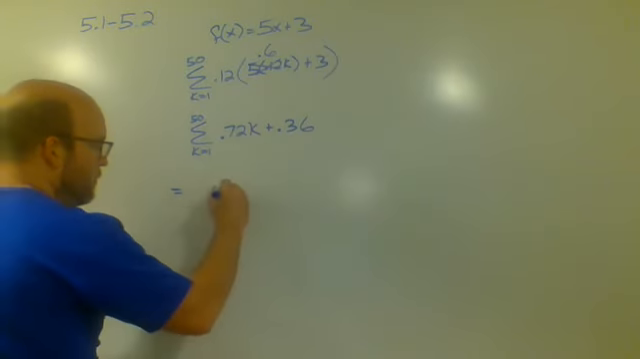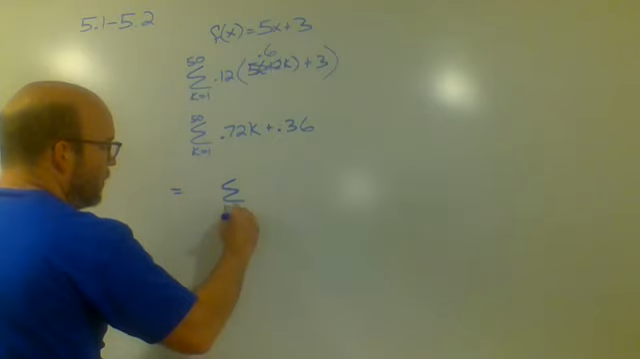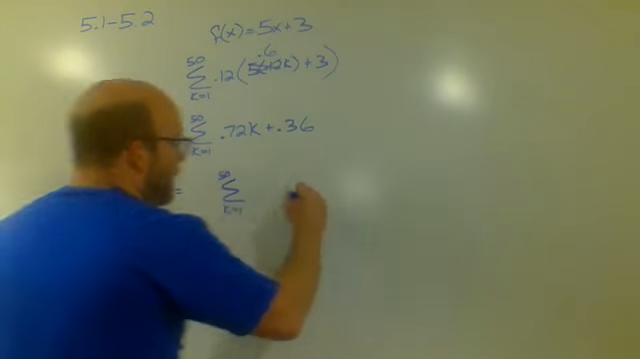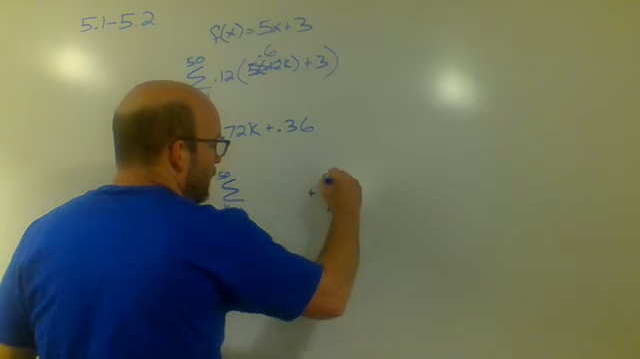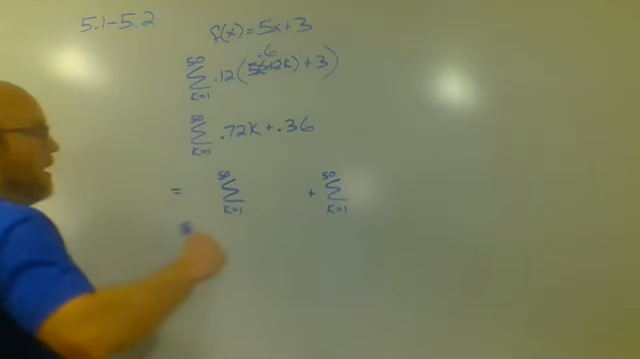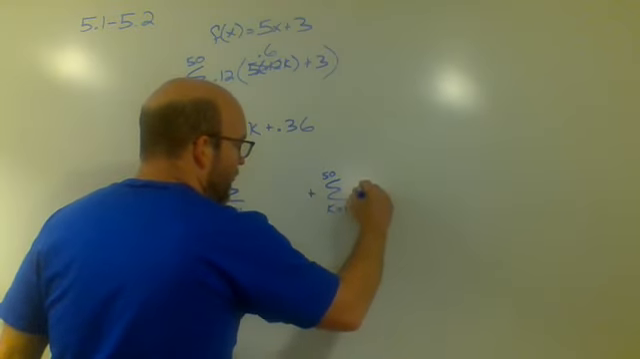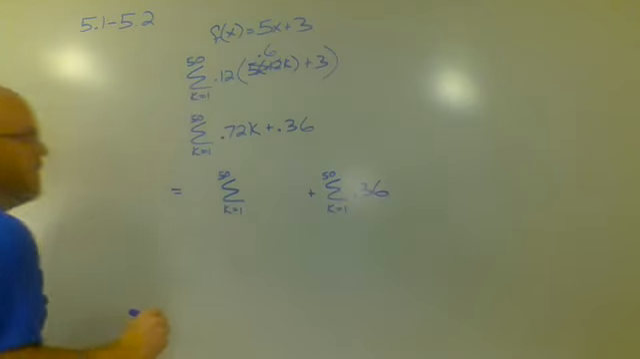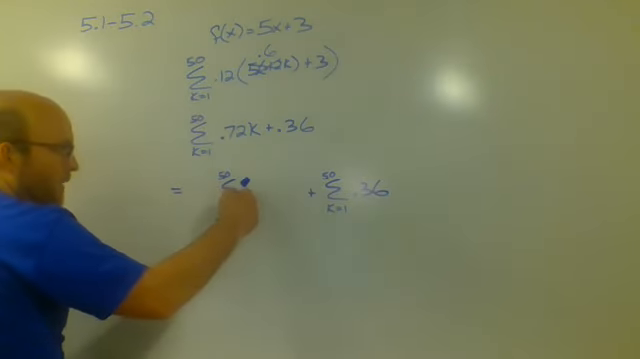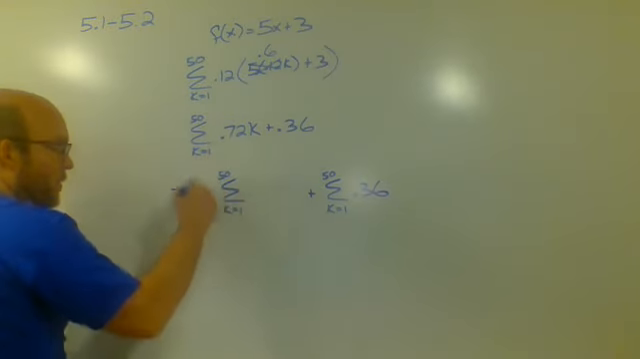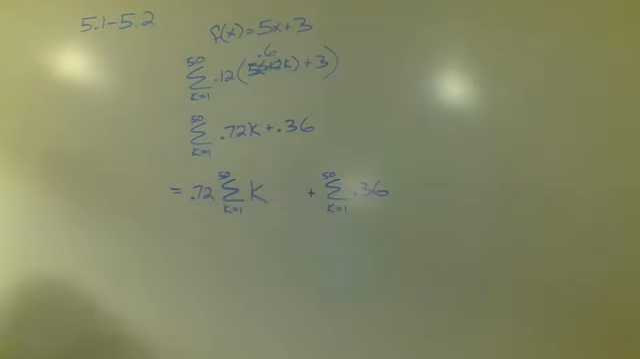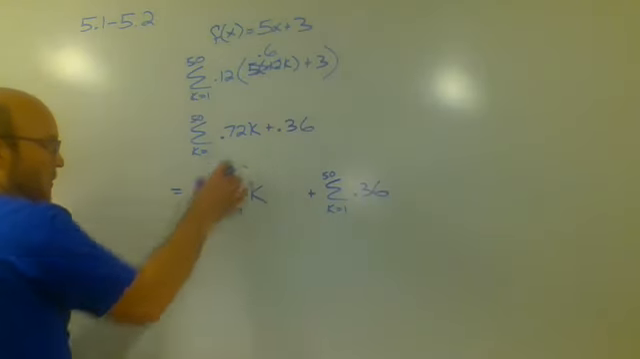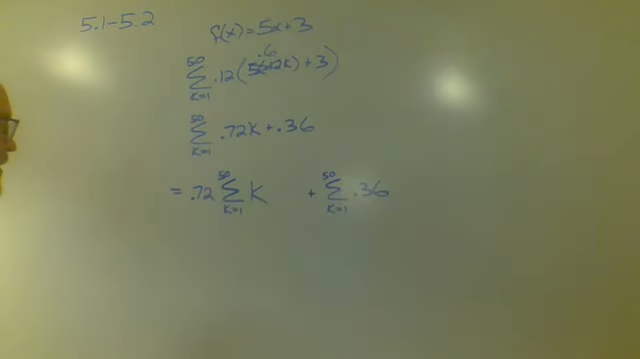So all I'm saying here is we're going from k equals 1 to 50 plus from k equals 1 to 50. Over here, we're just going to get the 0.36. And on the other side, we would normally get a 0.72k here, but since the 0.72 is a constant, we could put it on the outside and just leave the k by itself. And so this is where I'm just putting the sum rule and the constant multiplication rule together in one step.